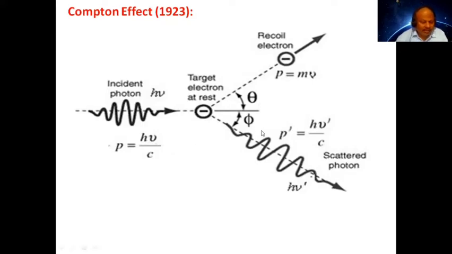Here, this angle is nothing but the theta. This angle is nothing but the phi. This is nothing but the recoil electron. ये जो रहेगा ये क्या है? Recoil electron रहेगा. And this is nothing but the theta, and this is the phi angle. Angle of scattered photon and the ejected electron. ये angle of ejected electron रहेगा, और ये phi is nothing but the angle of the scattered photon. So Compton, A.H. Compton, he observed this effect in 1923.